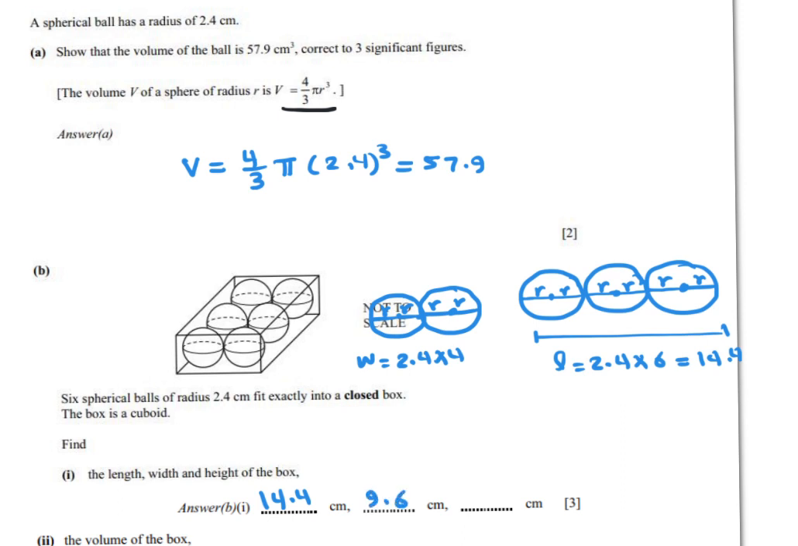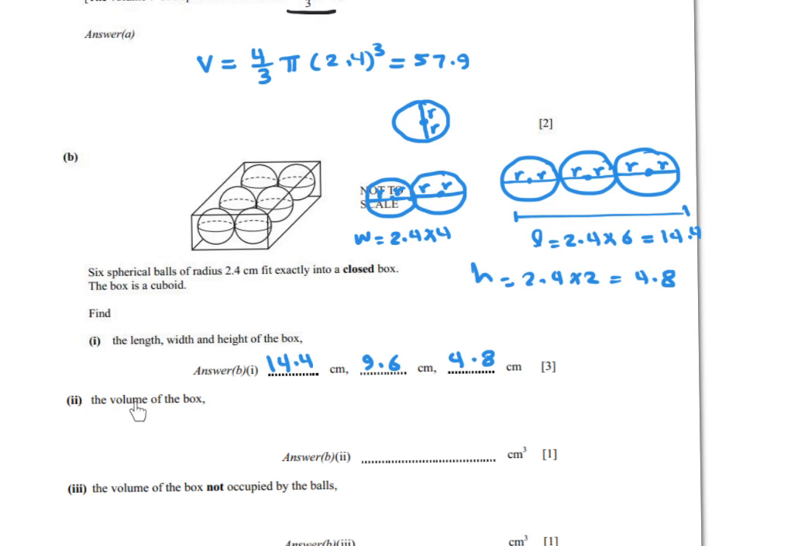But for the height, the height of the cuboid is the same as the height of the sphere, which is 2r or the diameter. So the height will be 2.4 times 2, which is 4.8.